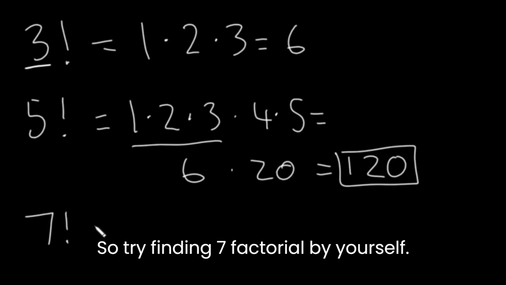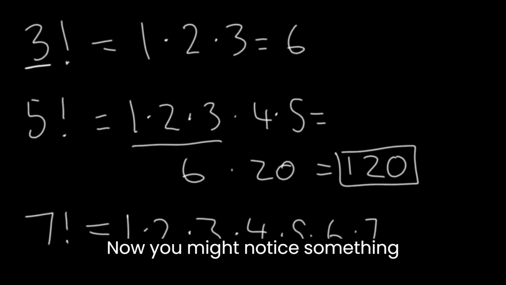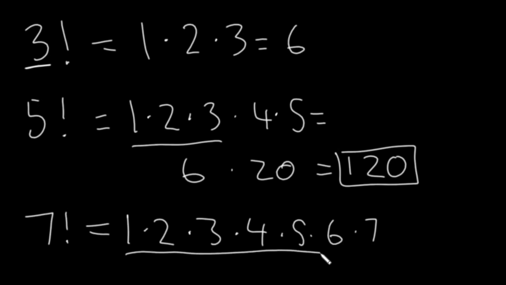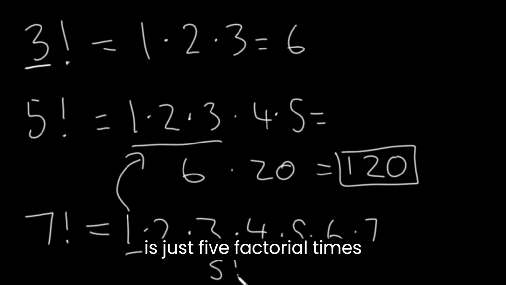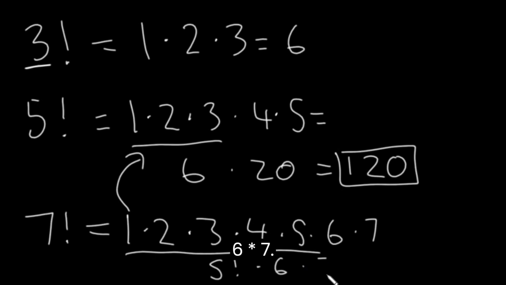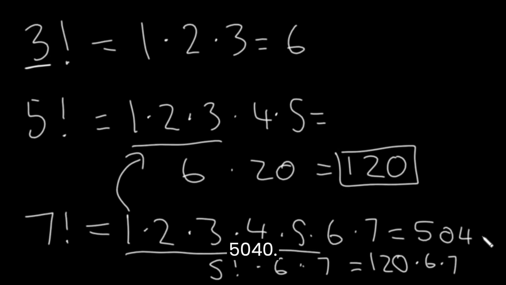So try finding 7 factorial by yourself. So 7 factorial will be 1 times 2 all the way until 7. Now you might notice something interesting here. These numbers are the same as these numbers. So this is just 5 factorial times 6 times 7. This will be 120 times 6 times 7. So this will be equal to 5040.